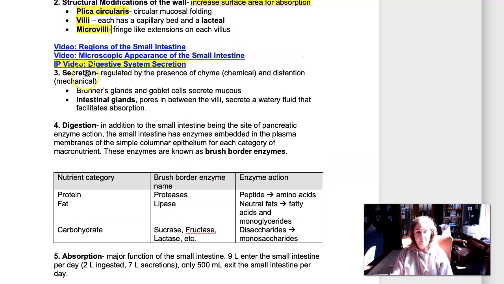So starting at the top, the secretion. There is secretion by the small intestine. One thing that we already know is the mucus secretion. Mucus would come from the Brunner's glands and also from the goblet cells. And then remember the intestinal glands that we saw in between the villi? Those intestinal glands secrete watery fluid. And what that watery fluid does is it facilitates absorption. So the small intestine does not secrete digestive enzymes like the pancreas does. The secretion coming from those glands is really kind of watery.